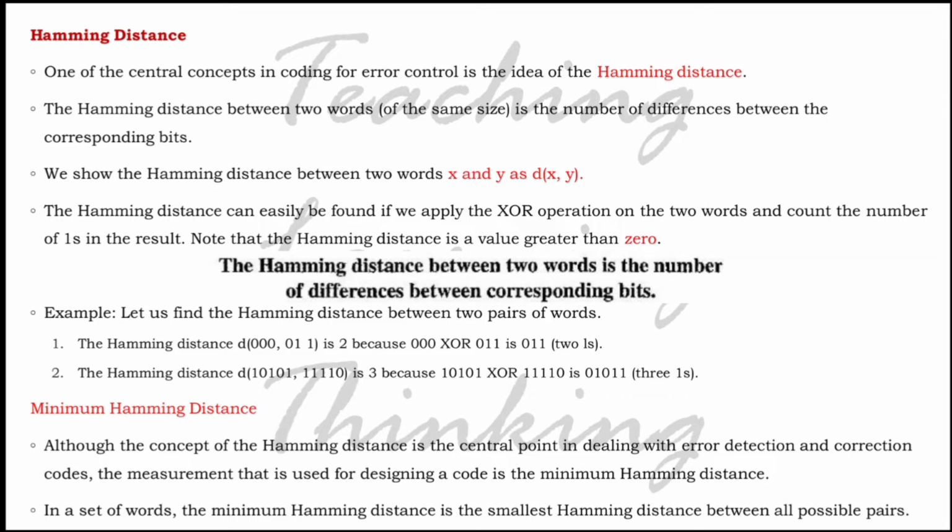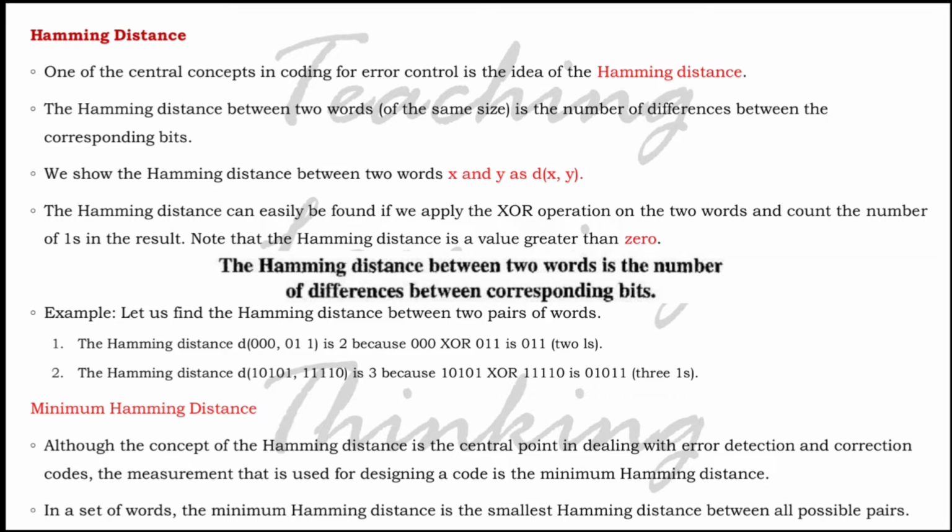Note that the Hamming distance is a value greater than 0. So the Hamming distance between two words is the number of differences between the corresponding bits. For example, let us find the Hamming distance between two pairs of words. d(000, 011) is 2, because 000 XOR 011 is 011. That means there are two ones, so the Hamming distance is 2.